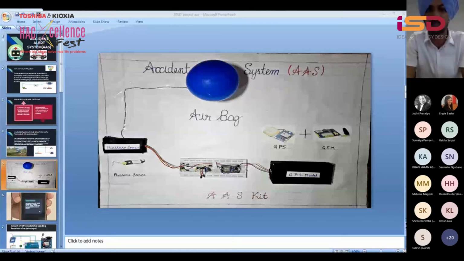So let's understand our GPS module circuit diagram. I have used a GPS module, an Arduino Uno for coding purposes, and a GSM module for sending the location. This will have a SIM integrated in it, which will be used to send the location. This is my Arduino code, which I have coded for sending the location.